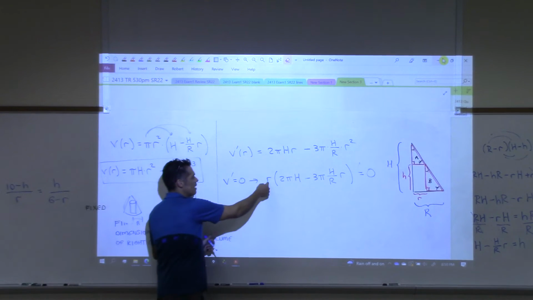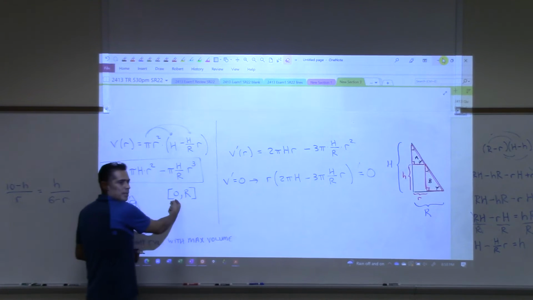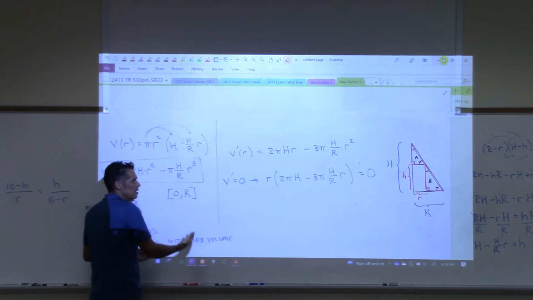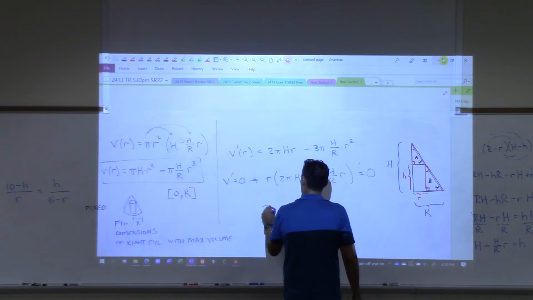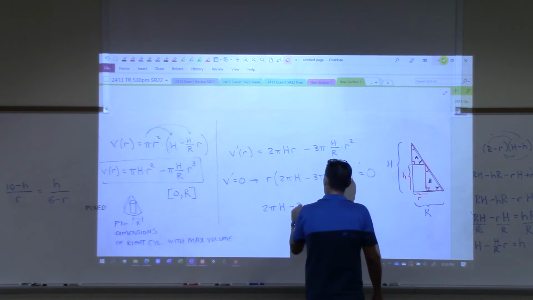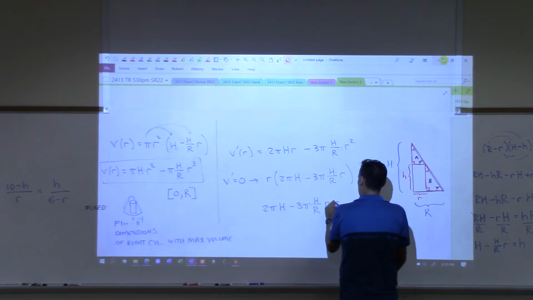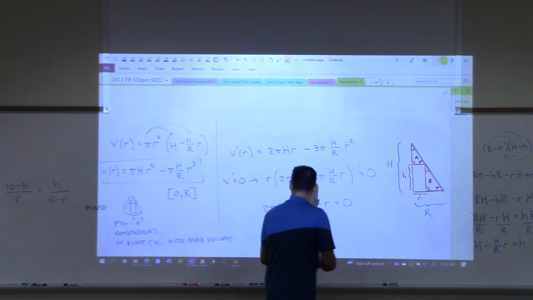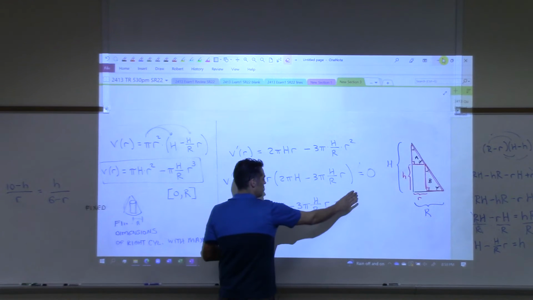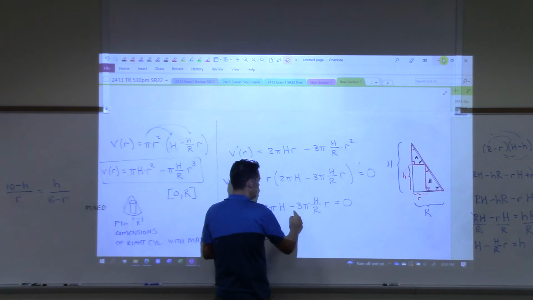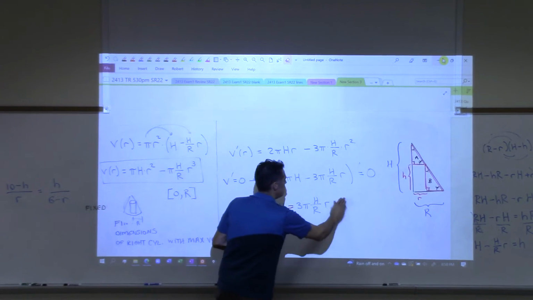Now, if I set r equal to 0, I get 0. But isn't 0 one of my endpoints? Yeah, so I don't need to consider that. So really what I need to do is set this equal to 0: 2 pi capital H minus 3 pi capital H over capital R times r equals 0. I'm so close. Move this to the other side, which makes it a positive on the other side, like that. That's me cheating.